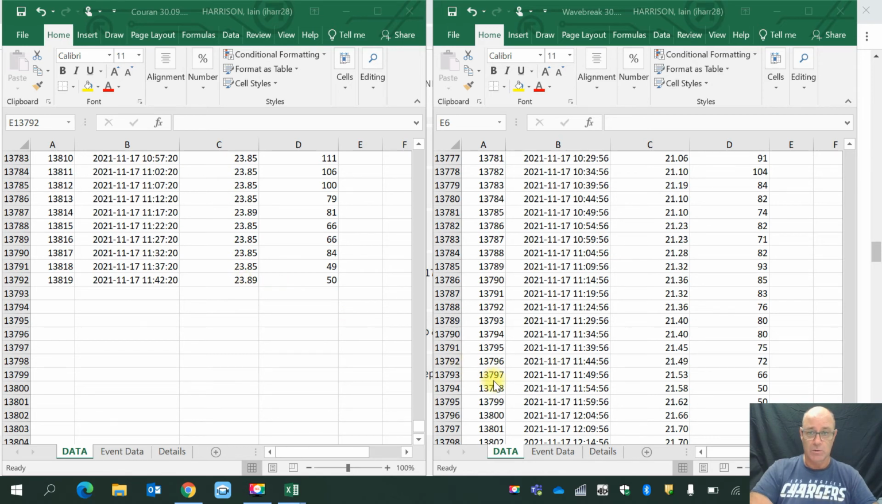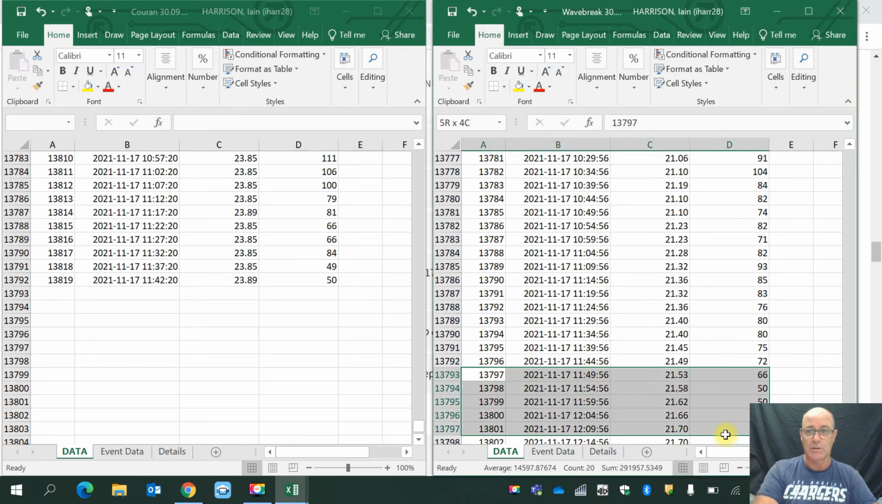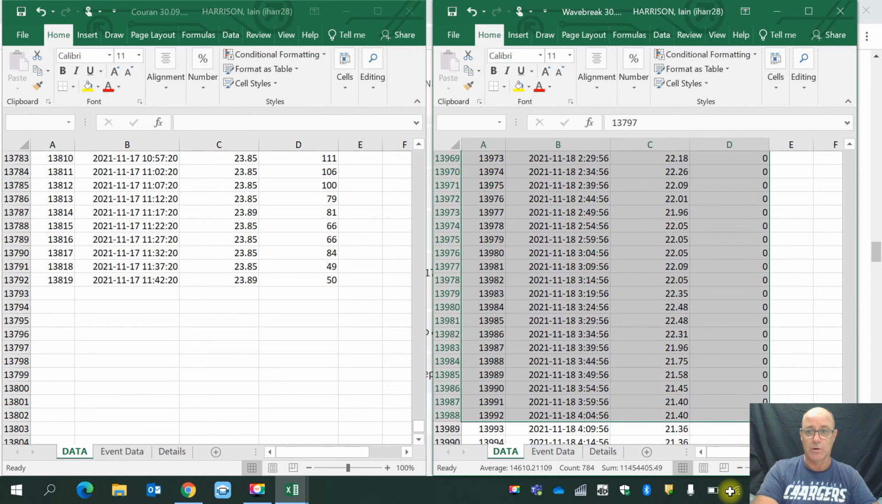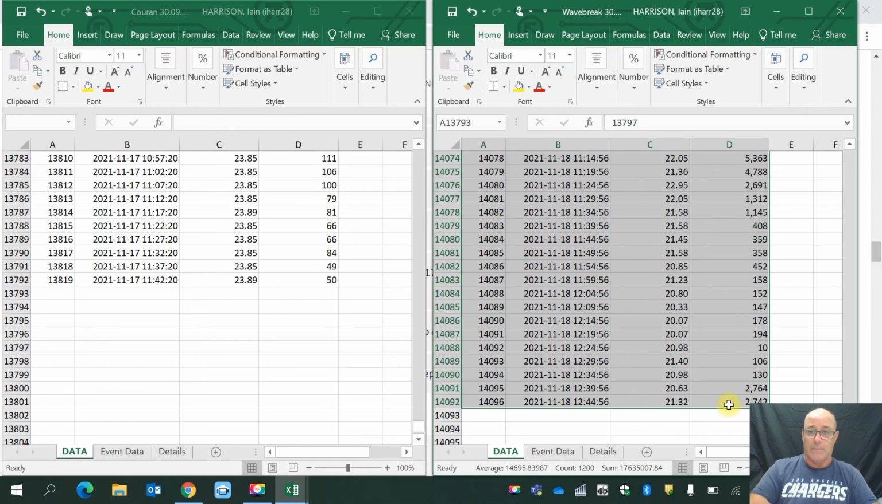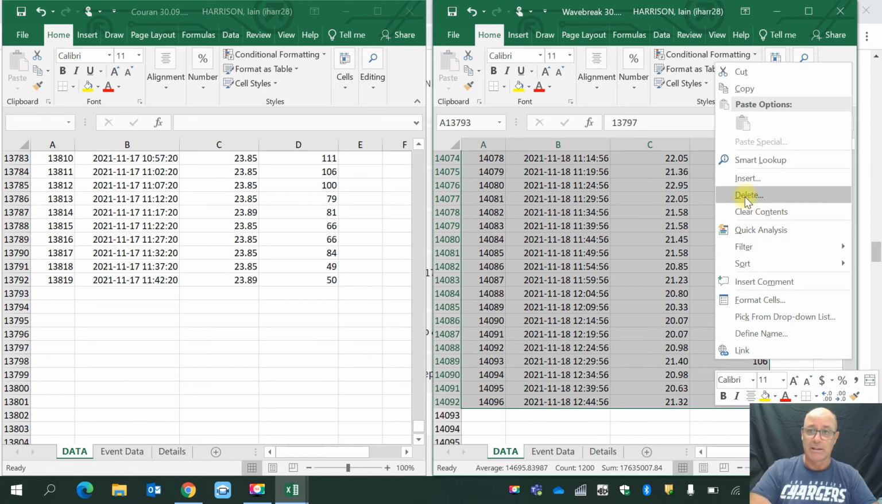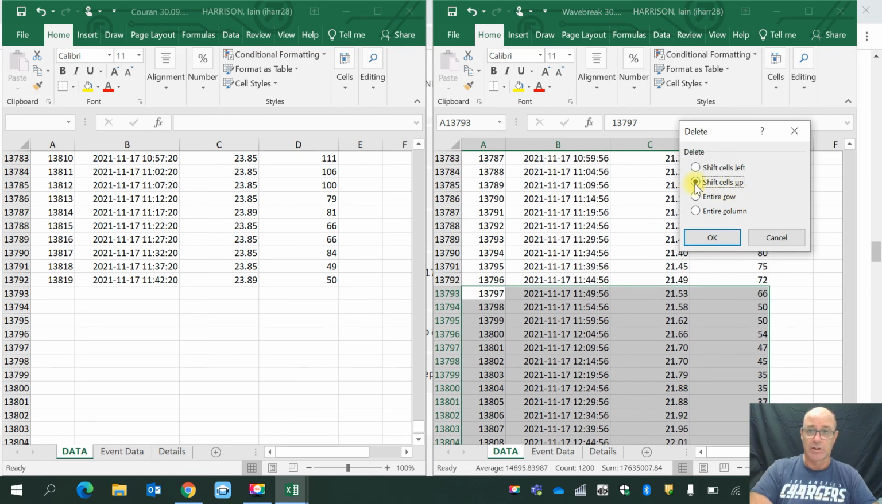So what I'm going to ask you all to do now is keep the data in coordinate 13792, but everything below that we're going to select and delete. So we're going to scroll to the bottom on this one. We've highlighted the selection we want to delete. We're going to right click on there, select delete, and then of course shift the cells up and OK that.